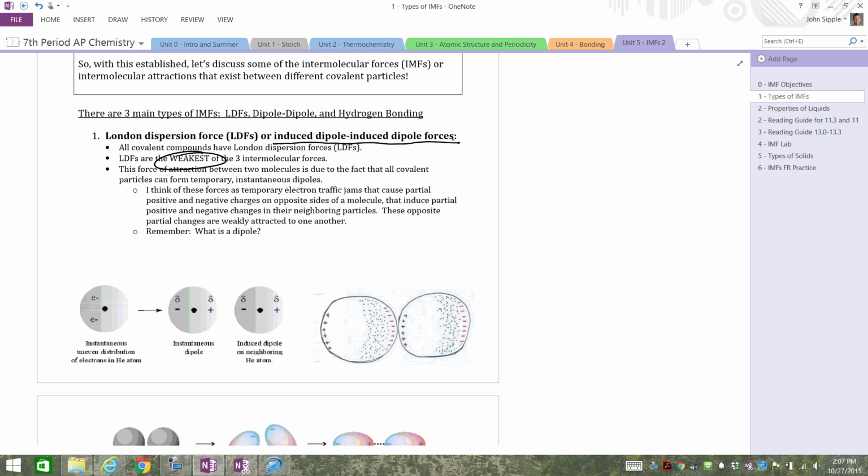Bromine, big and fat now, is a liquid because of stronger London dispersion forces. And iodine is a solid at room temperature because it's so big and fat. So molar mass is directly related to London dispersion forces. Molar mass and LDFs are directly related.